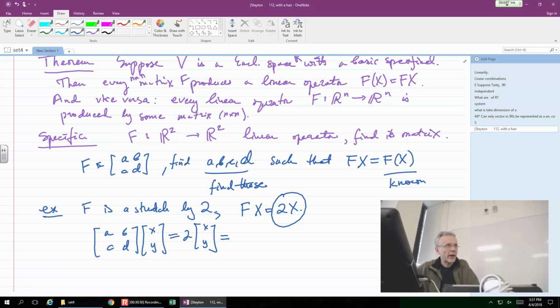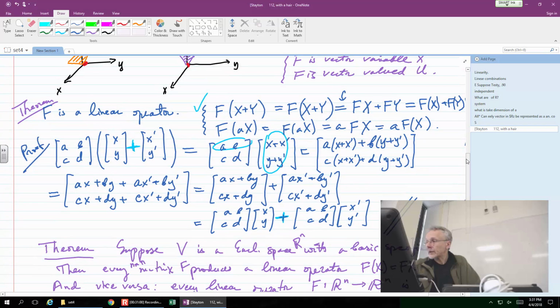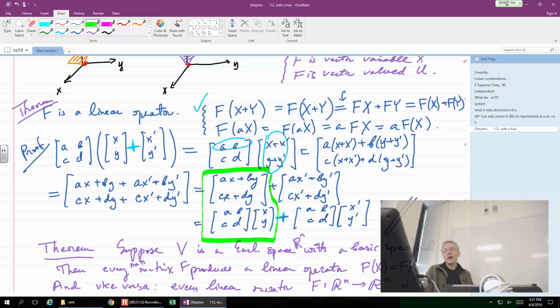I would actually have to carry out this operation. I already have. First of all, this is 2x, 2y, but we have carried out that operation already once, right? Where is it? Here it is. So we don't have to do it again. A, B, C, D times x, y is equal to ax plus by, cx plus dy. Okay, so we can use that.